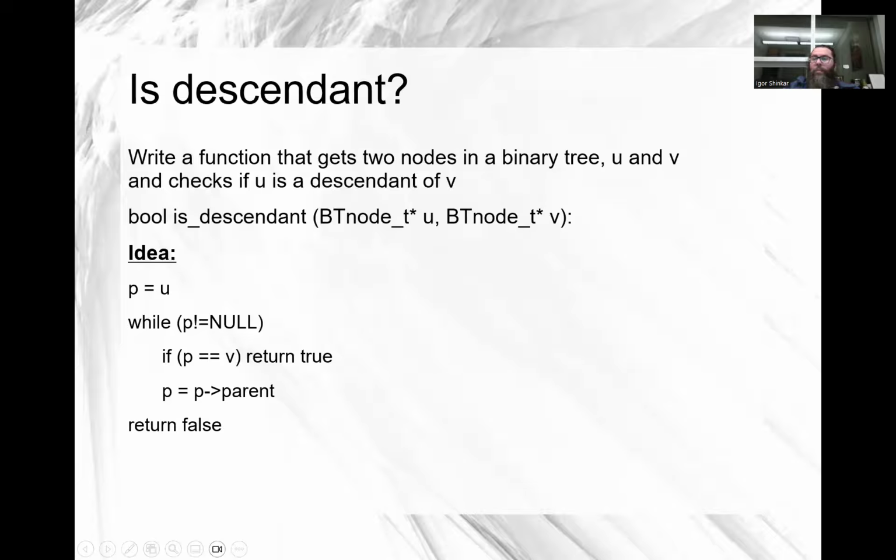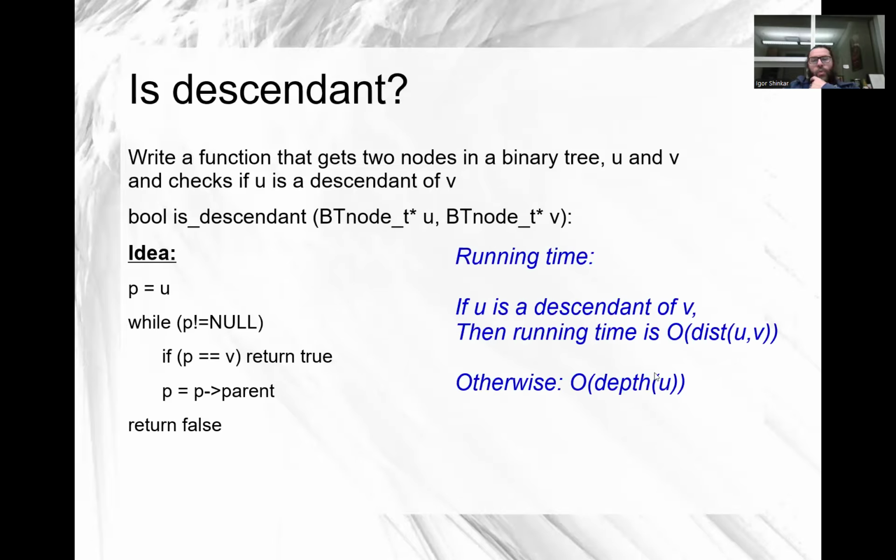Let me ask you, what's the running time of this algorithm? So here's the running time. If U really lives under V, if U is a descendant of V, then the running time is effectively the distance between U and V. So if U and V are really close, maybe two steps, then this will have two steps in this iteration. So it's really fast when U is close to V.